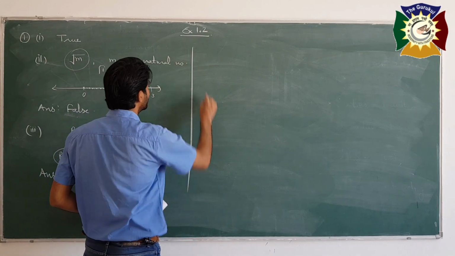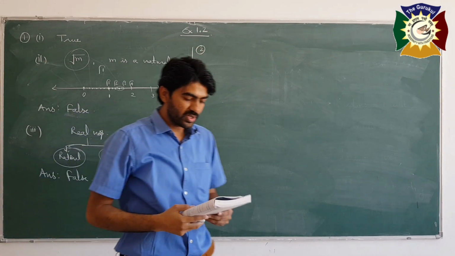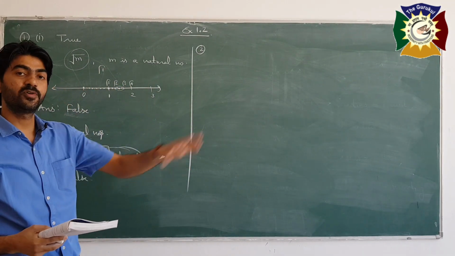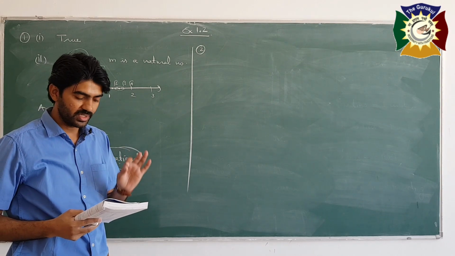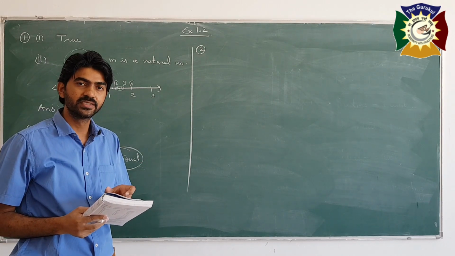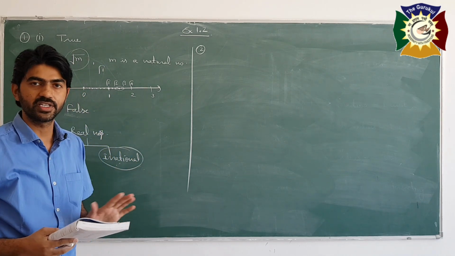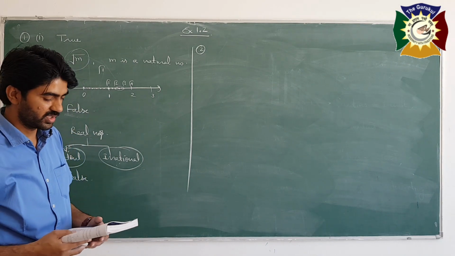Now question number 2. Are the square roots of all positive integers irrational? First question. So the answer for this first part is no. The square roots of all positive integers are not irrational. Some of them are irrational and some of them are rational.